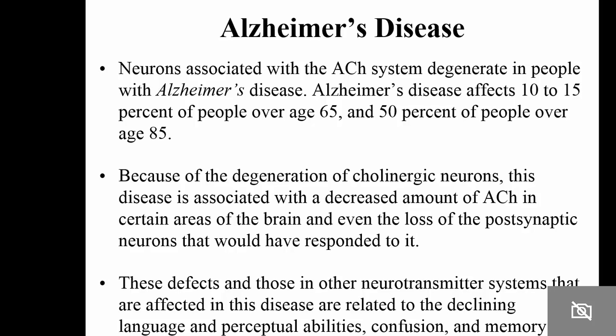And what ends up happening is this cholinergic system breaks down, so they start to not be able to feel pleasure anymore, right? And that makes people angry, your inability to do this. I'll just read this one, it's a really good one. Because of the degeneration of cholinergic neurons, this disease is associated with decreased amounts of acetylcholine in certain areas of the brain, even loss of postsynaptic neurons. These defects and those in other neurotransmitter systems that are affected in this disease are related to declining language, perceptual abilities, confusion, memory loss, and the ability to feel pleasure.